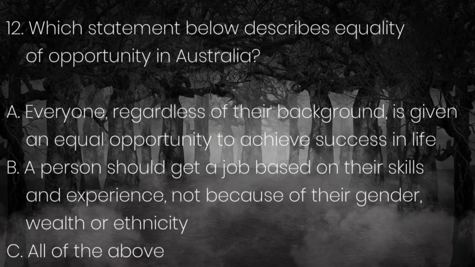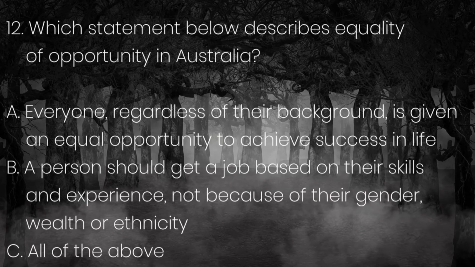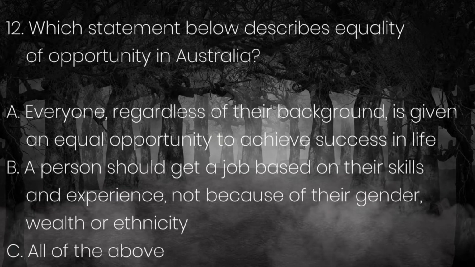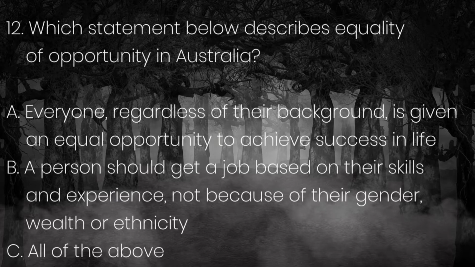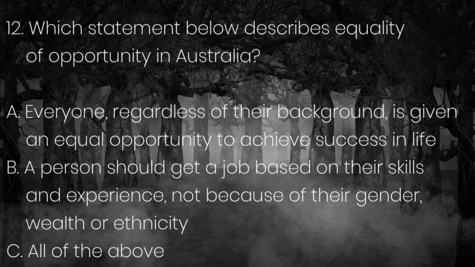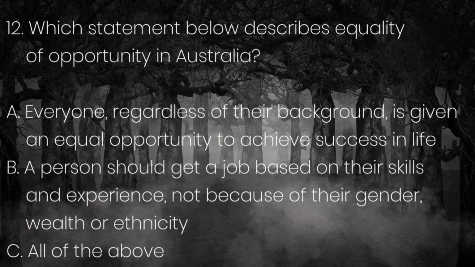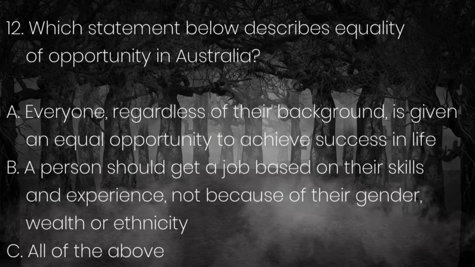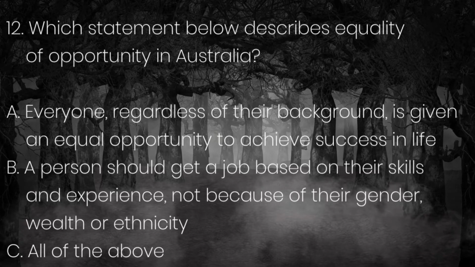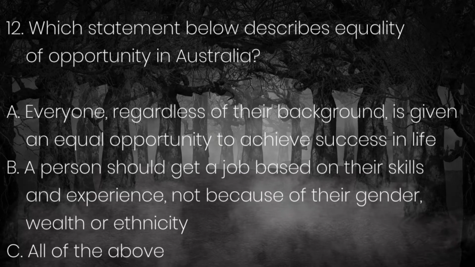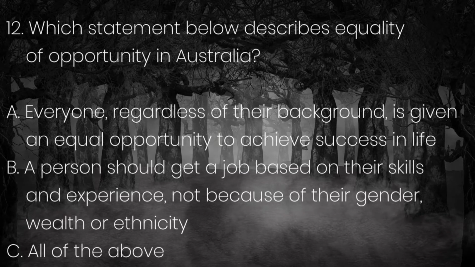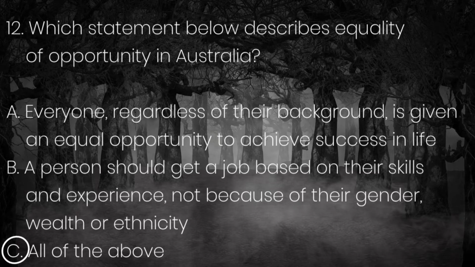Number 12. Which statement below describes equality of opportunity in Australia? Letter A. Everyone, regardless of their background, is given an equal opportunity to achieve success in life. Letter B. A person should get a job based on their skills and experience, not because of their gender, wealth, or ethnicity. Letter C, all of the above. The answer is letter C, all of the above.